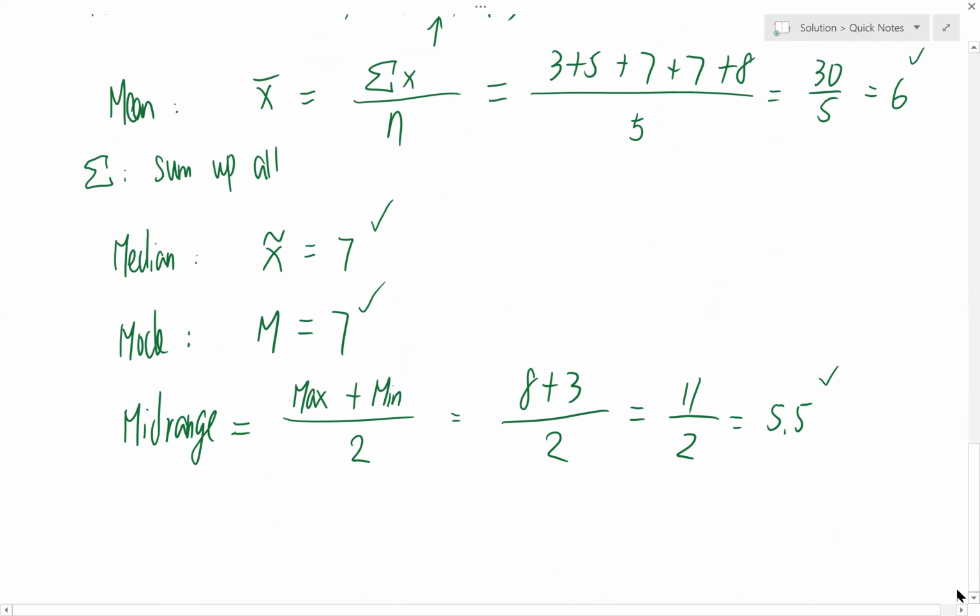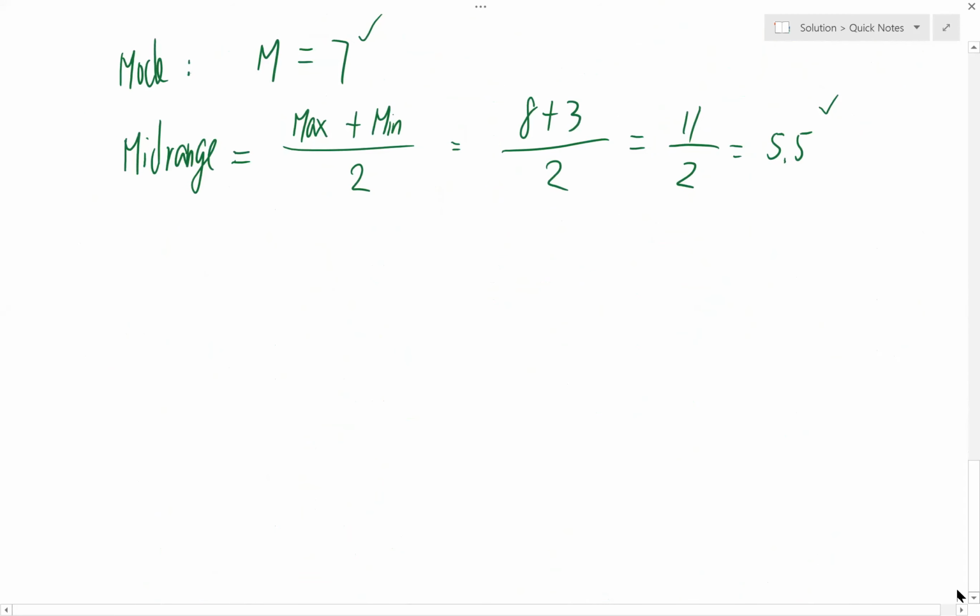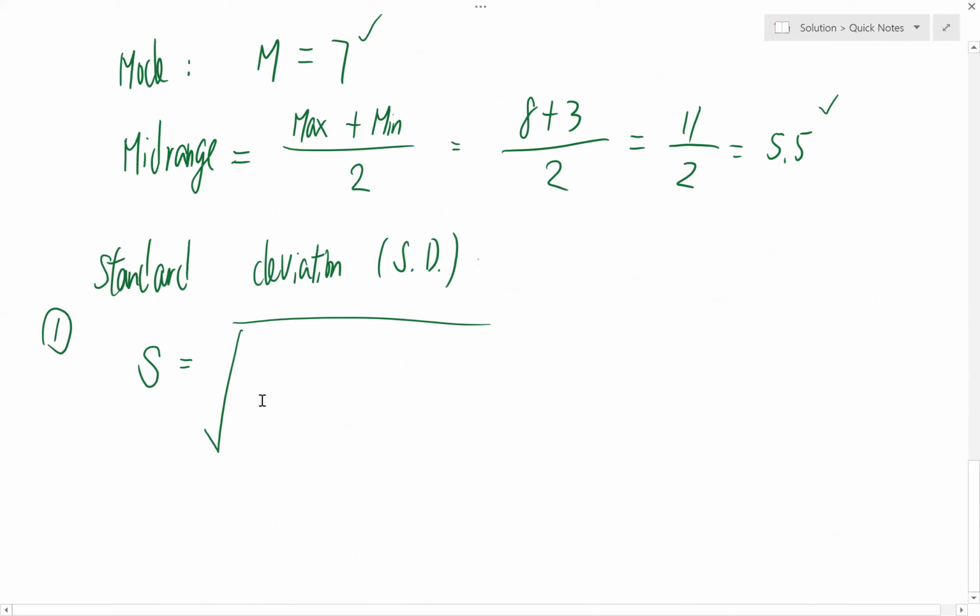Okay, then the next thing is the standard deviation. So we're going to calculate the standard deviation. There are a couple of formulas, and I'm going to show you both methods, using the abbreviation SD to represent the standard deviation. So standard deviation using s, for a sample. The first formula is the square root of the sum of x minus x bar squared, divided by sample size minus 1.